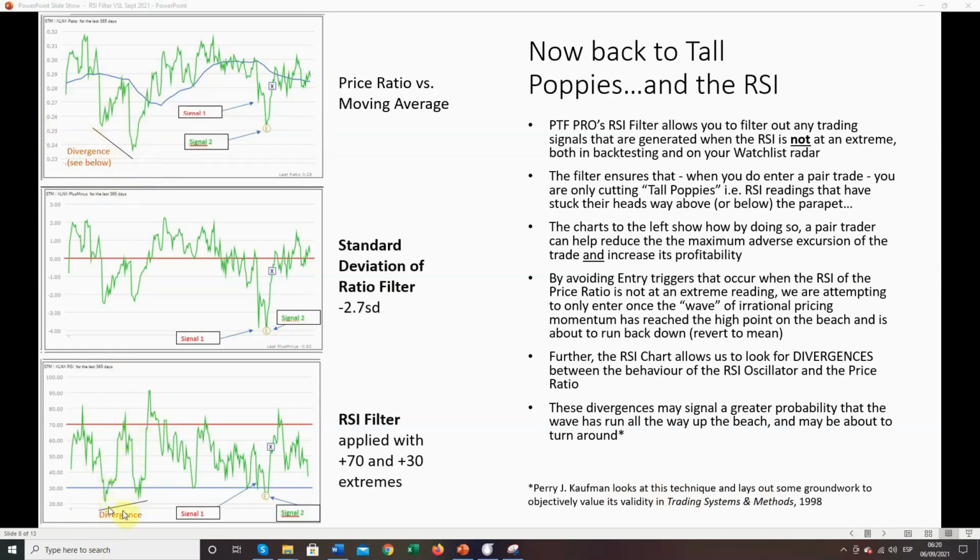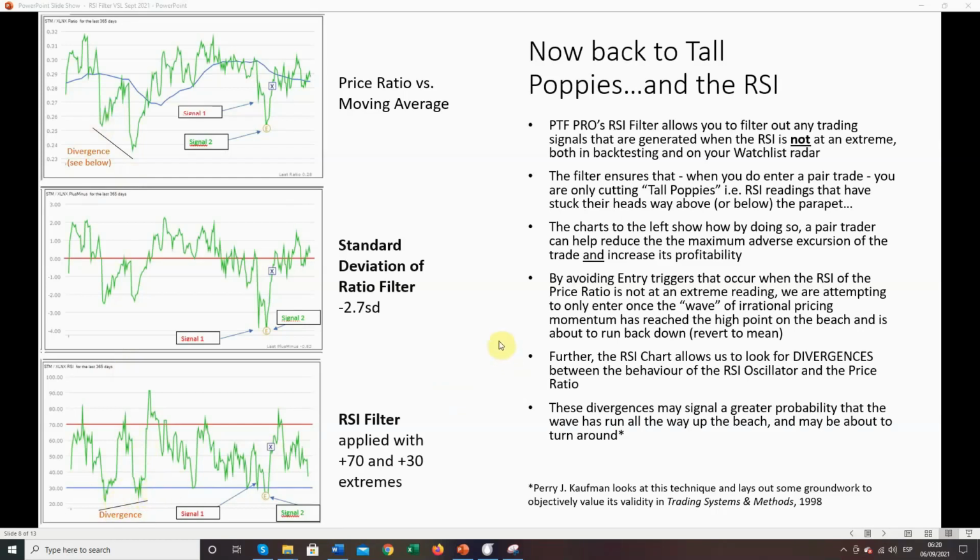And what that means is when we see a divergence like this, we believe it increases the probability that that wave has reached all the way up the beach and is about to come back down into the ocean. So to us, it's another signal. It helps us measure that. We think the wave is crescent and is coming back down. So that's how we use the RSI filter.